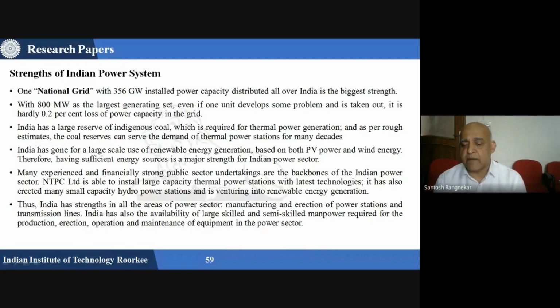Many experienced and financially strong public sector undertakings are the backbone of the Indian power sector. NTPC Limited is able to install large capacity thermal power stations with the latest technologies. It has also erected many small capacity power stations and is venturing into renewable energy generation. Thus, India has a large strength in the area of the power sector, manufacturing and erection of power stations and transmission lines. India also has a large skilled and semi-skilled manpower required for the production, erection, operations, and maintenance of equipment in the power sector. So you can club the technology with the semi-skilled manpower for production and maintenance.